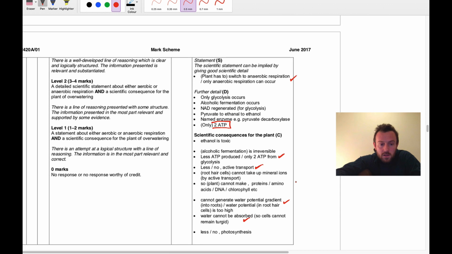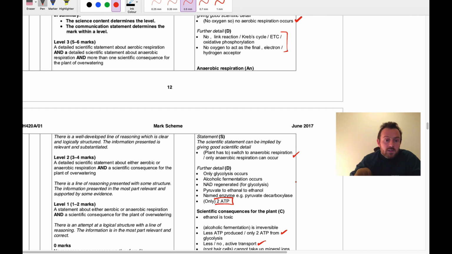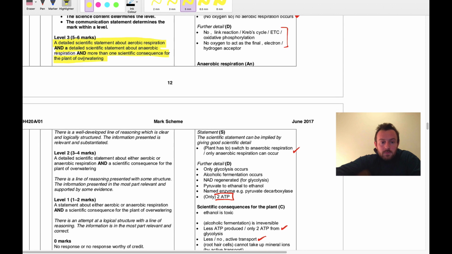So in order to get 6 marks, let's look at the descriptor up here. What we need is a detailed scientific statement about aerobic respiration and a detailed scientific statement about anaerobic respiration, and more than one scientific consequence. Okay, so I went heavy on the consequences because we haven't done the detail yet. So if you followed the consequences through enough for my class, you can give yourself a couple extra marks. But if you're watching this and you're not in my class, that's what you need to say.